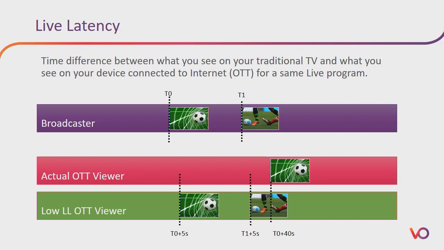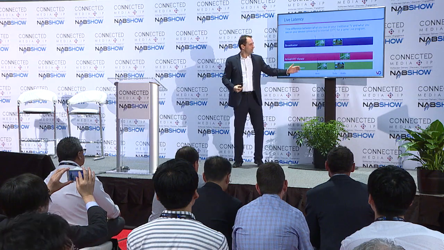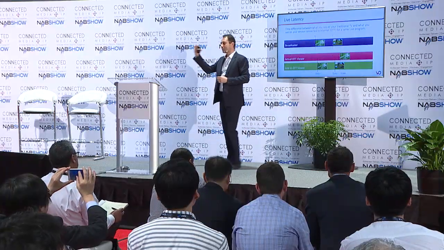Now, if you're not with low live latency, like 30 or 40 seconds later, you still watch the previous scene. So if you receive a tweet, or if you have a neighbor shouting, and you watch this event 40 seconds afterwards, you're frustrated. It's really frustration. So this is one of the main reasons why OTT is not completely deployed in all the cases, because of this effect.